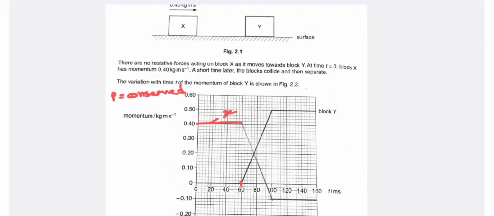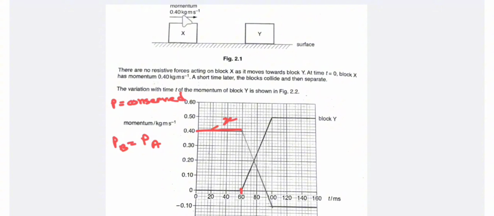So what is the momentum before collision? Initially x has a momentum of 0.40, and y is at rest, so its momentum is 0. This is equal to the final momentum, or the momentum after collision.